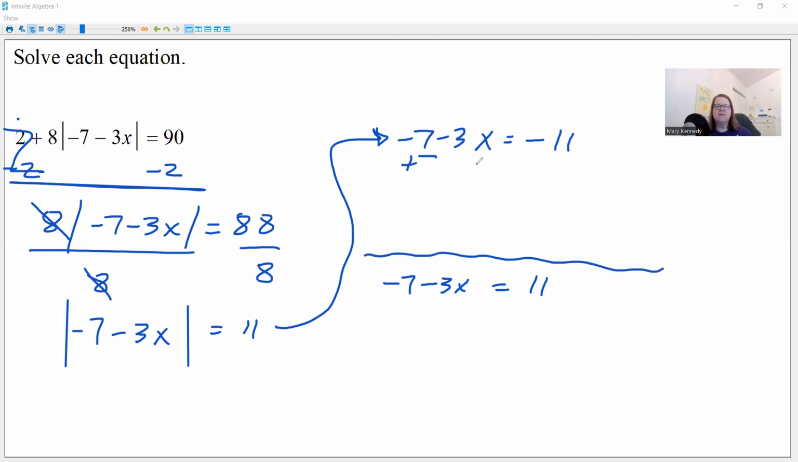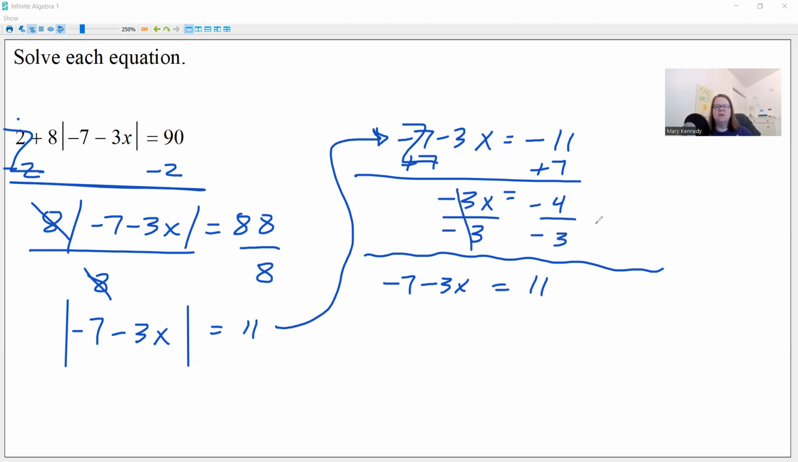So let's add 7 to both sides. -7 plus 7 is 0. We have -3x equals -4. We'll divide both sides by -3. And -4 divided by -3 is +4 over +3. So we have one solution: 4/3.